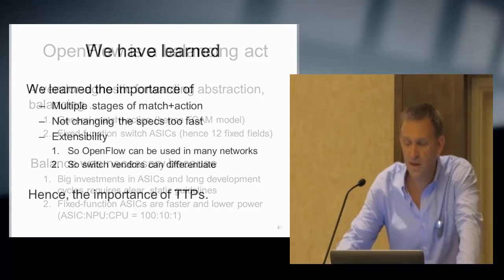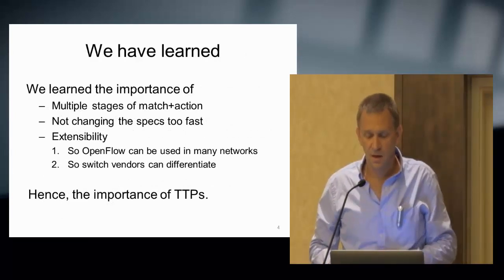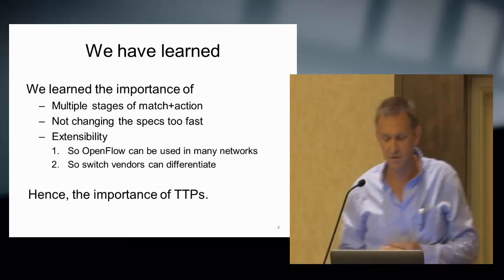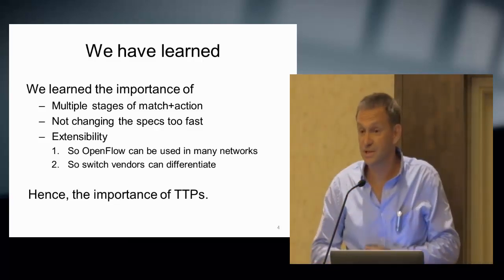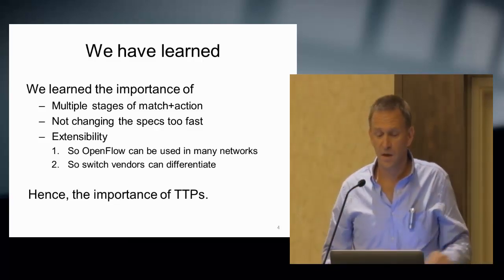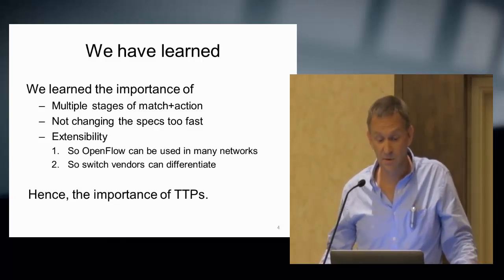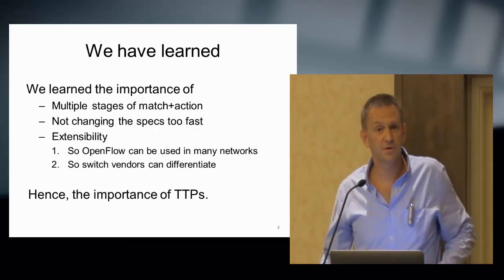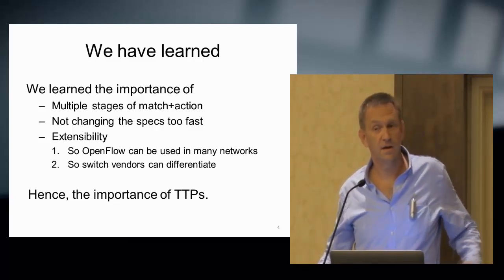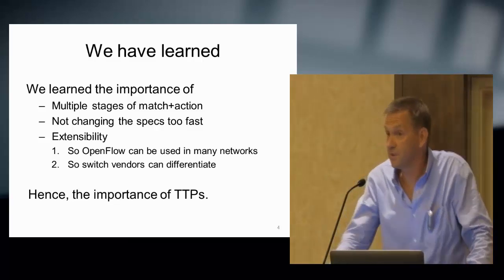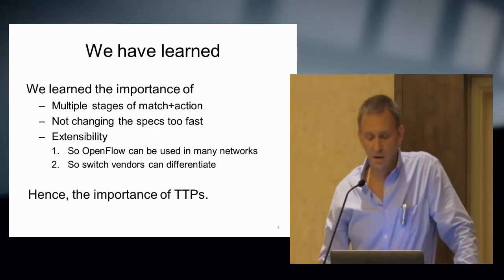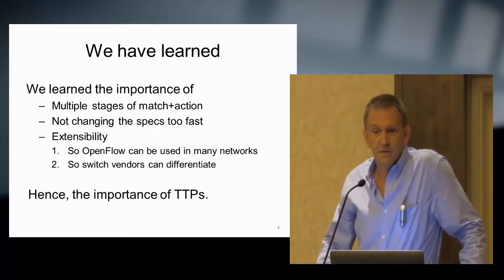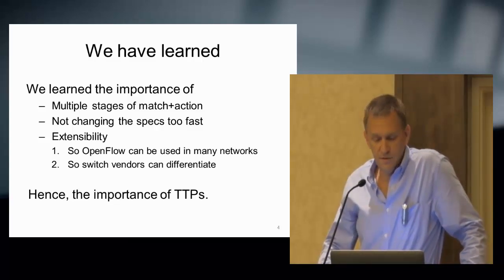So what we've learned along the way is the importance of multiple stages of match action. That was the first big change that took place. We learned we shouldn't change the spec too fast. It needs to be extensible so that OpenFlow can be used in many different types of network, extensible for different protocols, extensible for different underlying networks, whether they're wireless, optical, or regular wireline, and allow room for vendors to differentiate so that different switch vendors can have different features.